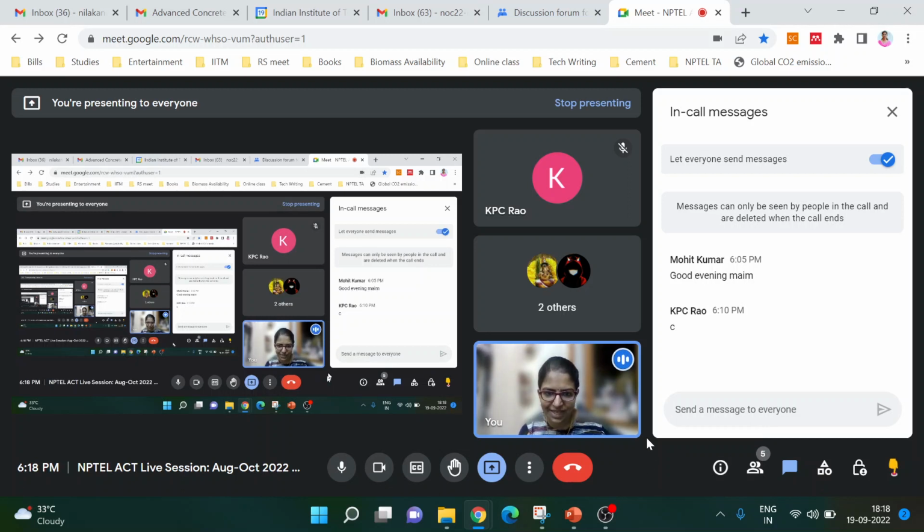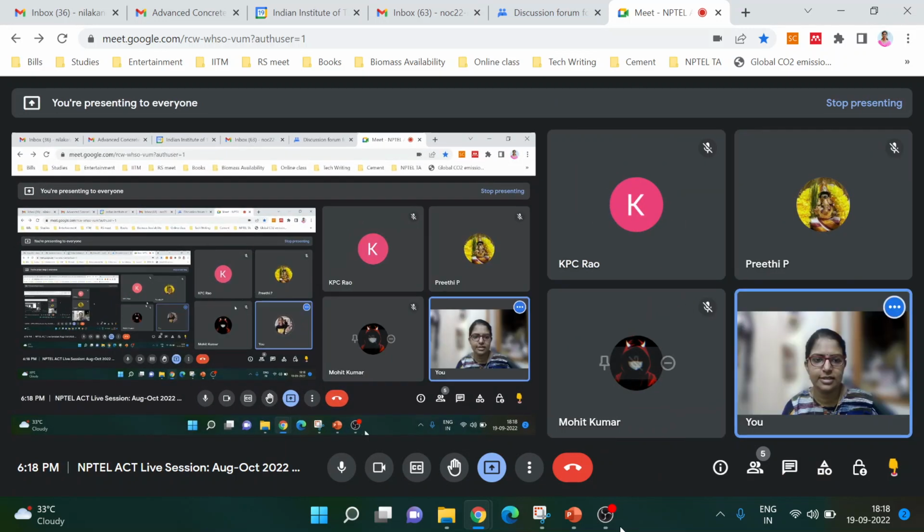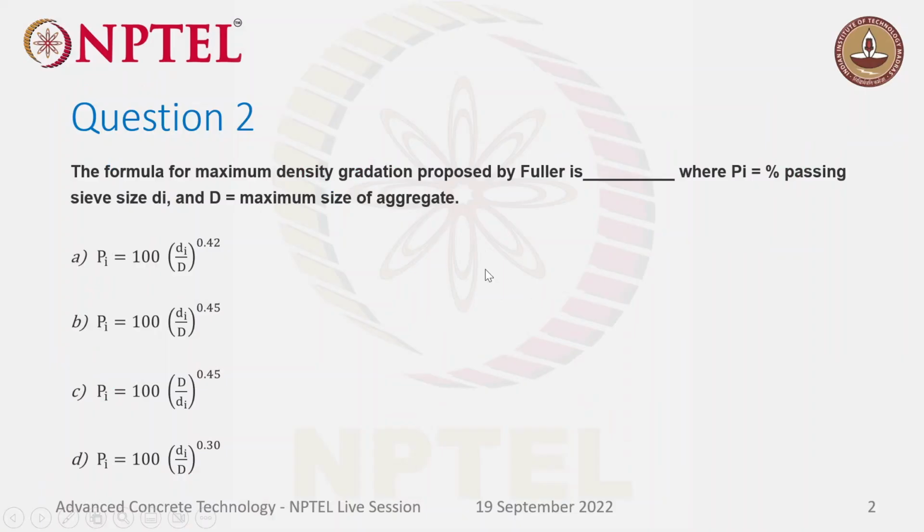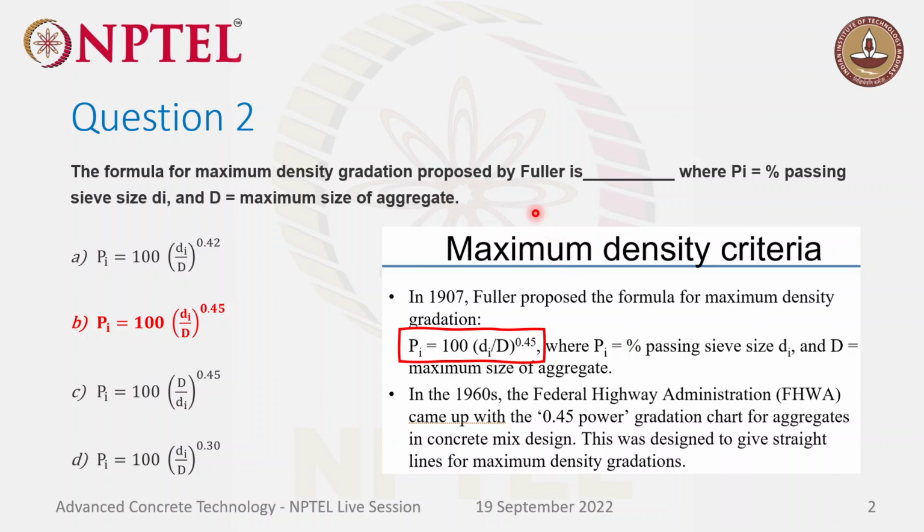What happened to the others? Do you guys find the question is very difficult? It's already posted in the practice assignment questions for week 8. I already have gone through the question. Okay, fine. So now let's move to the solution part.